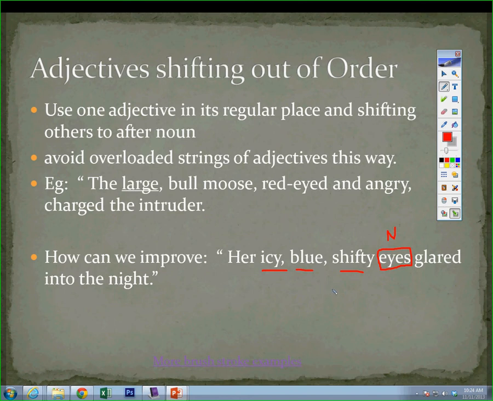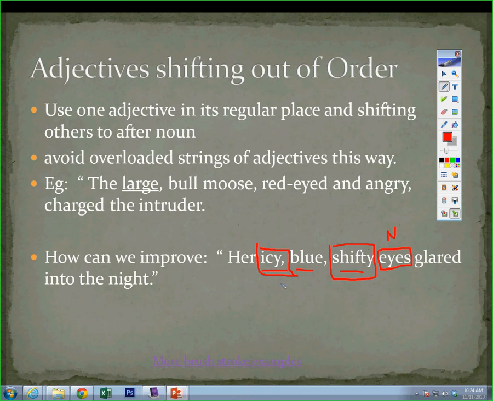Well, if we're doing adjectives out of order, or inverted adjectives is another way of putting it, then what we're going to do is take two of these words and move them to where? Yes, after the eyes. Okay, so we're going to take two of these. Which two would be the best two to move to after eyes? The correct answer, in my opinion, would be to move icy and shifty. Now, you could do anything you want. Again, it depends on your purpose.